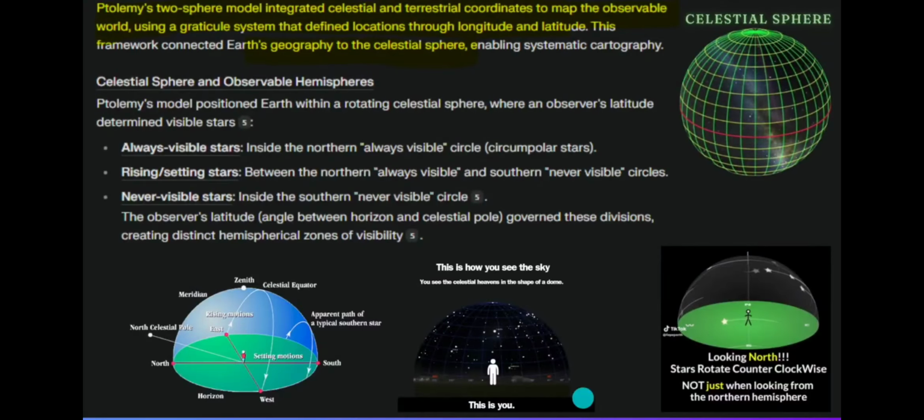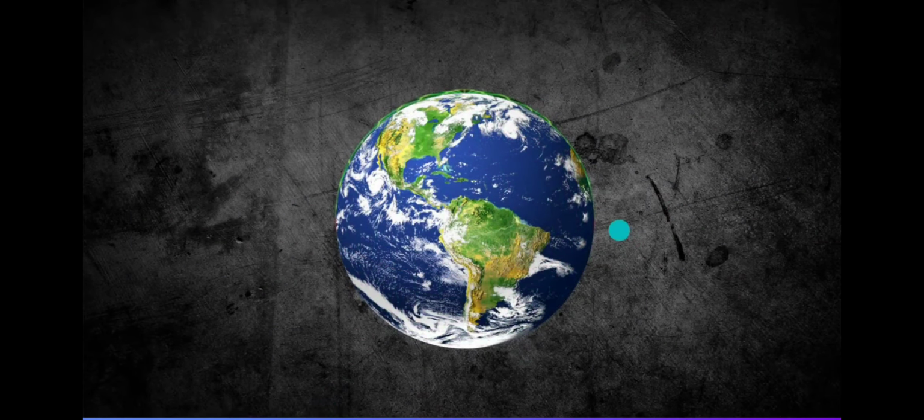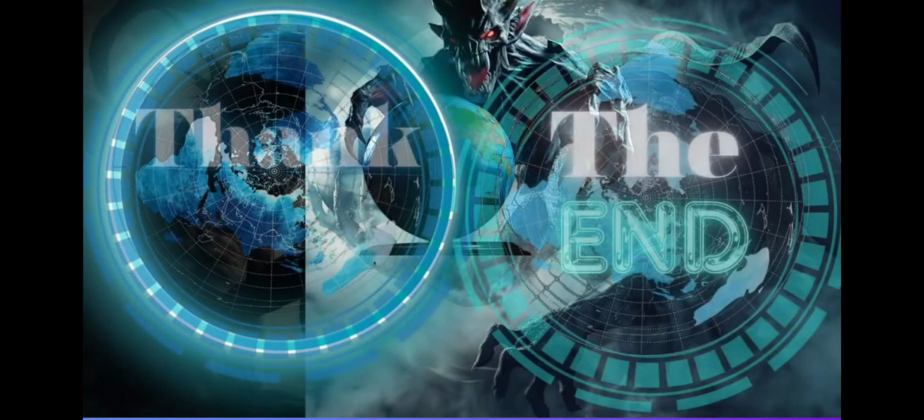And again, the two-sphere model that we're talking about integrates celestial and terrestrial coordinates to map the observable world, also known as cosmography. And again, we have the celestial sphere being contrived off hemispherical observations on a flat plane. And then you have your terrestrial sphere, the self-referential framework, internally consistent ellipsoidal model based on measuring meridian arcs and calculated from terrestrial latitude. And from those two together, you get the globe. Only mixed together do you get the third conceptual sphere, the globe Earth. And that's pretty much all I got.